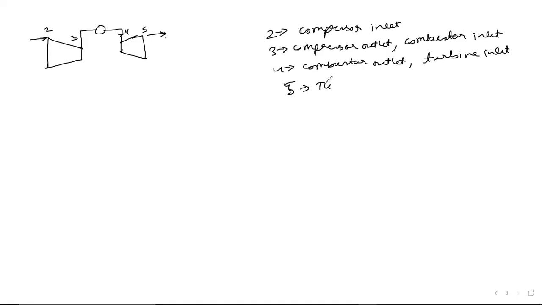5 can be called turbine outlet. But here it is also called nozzle inlet. So technically, these are the basic terms of making a cycle.